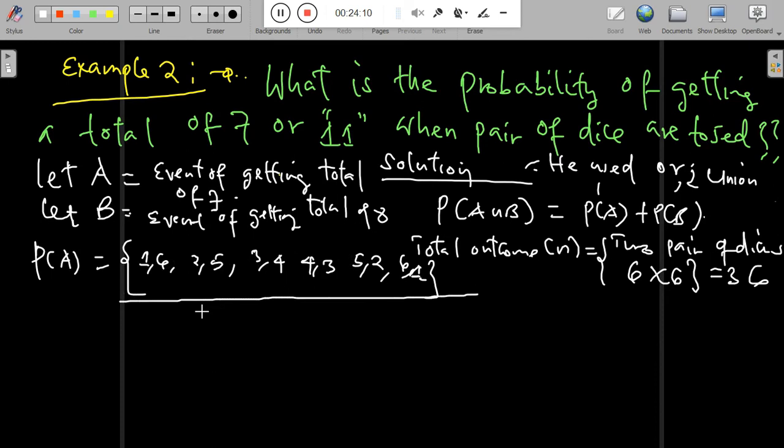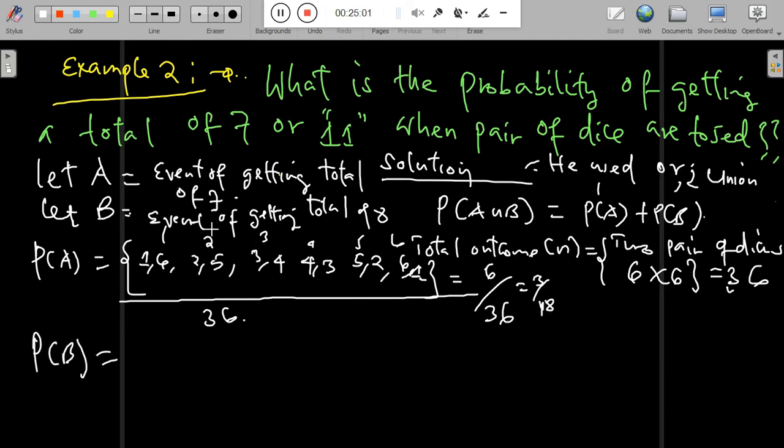So when you take 1 plus 6, you obtain 7. When you take 2 plus 5, you obtain 7. The same applies to the other pairs. So we divide by the total number of the sample space, that is 36, the total outcomes between the two dice. When you count these figures, you obtain 6. So take 6 divided by the total sample space, 36. So the probability of A will be equal to 3 over 18.